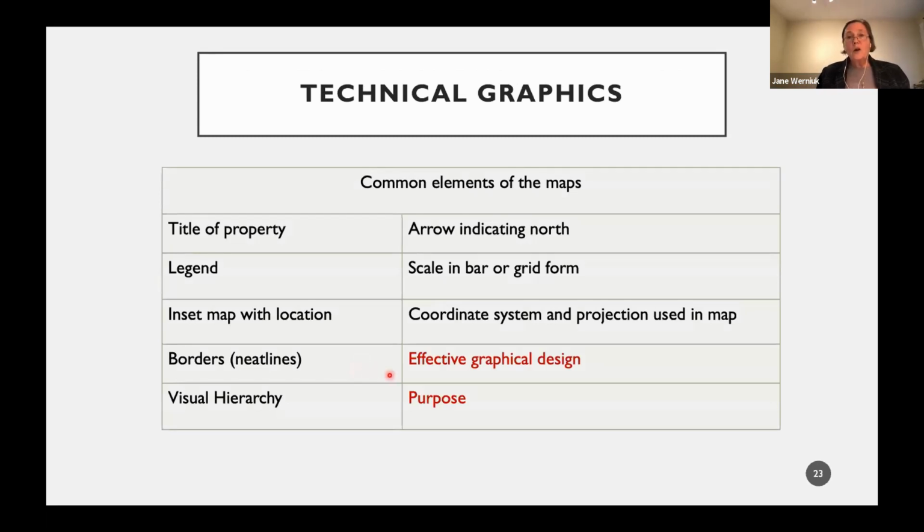Technical graphics are an integral part of technical reports, and they're governed by their own set of instructions. This table shows the common elements that are required in maps at all stages of mineral projects, following the NI 43-101 instructions: title of property, legend, inset map with location, borders, visual hierarchy, arrow indicating north, scale bar or grid form, coordinate system and projection used in the map, effective graphical design, and the purpose. I will comment on two of them. Again, please use the chat feature to add your ideas about making better graphics.